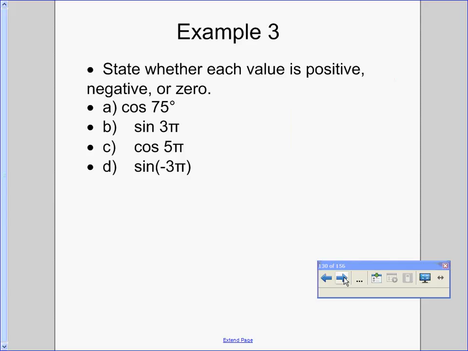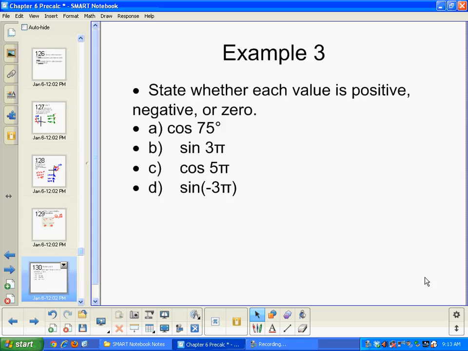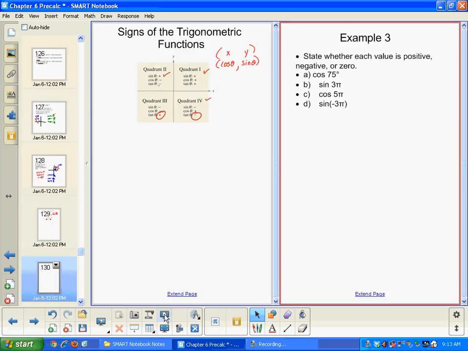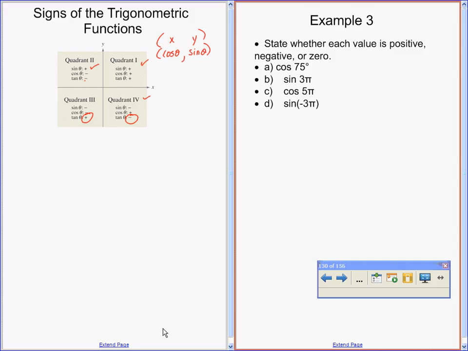All right, on this example, we're going to state whether each value is positive or negative or 0. So basically, it's just using that last slide that we have. So let's look at those together. All right, so the cosine of 75 degrees. So when you're doing A, you might want to think about, okay, well, 75 is going to lie in the first quadrant. And so in the first quadrant, what do we know? That sine and cosine are both going to be positive. So in this case, this one's positive.